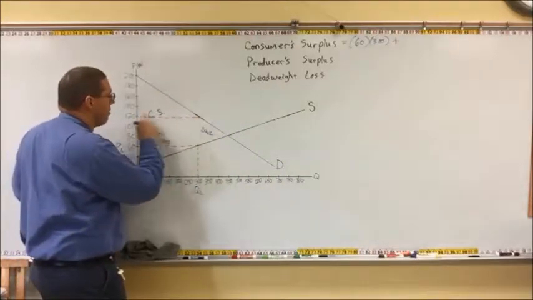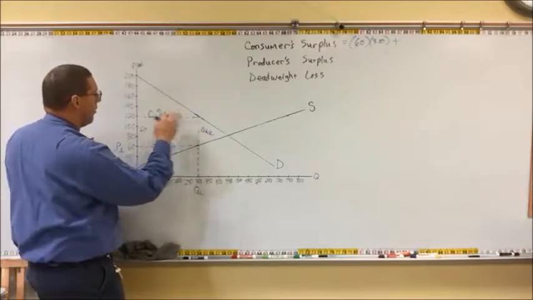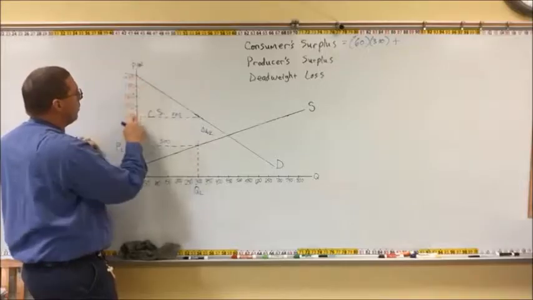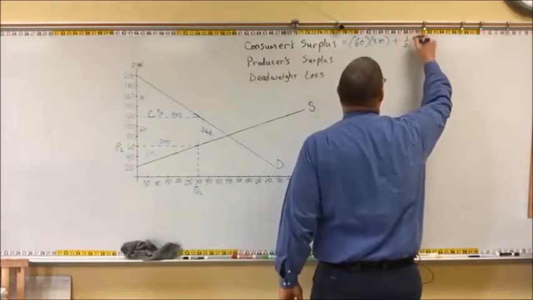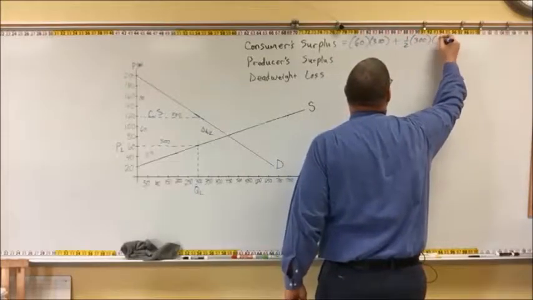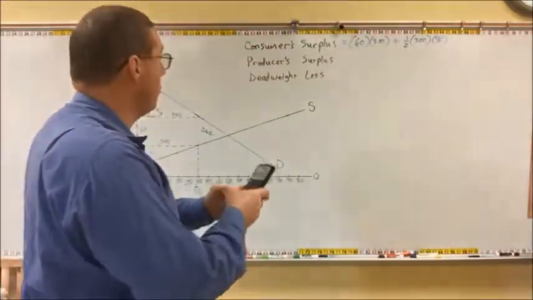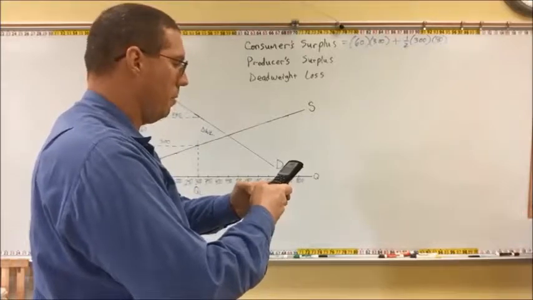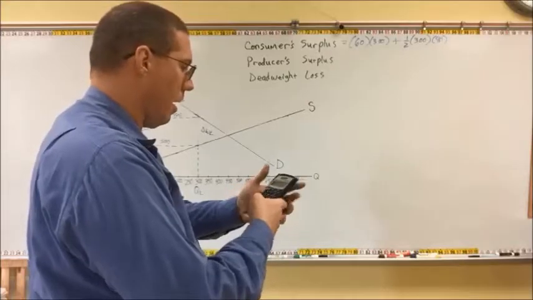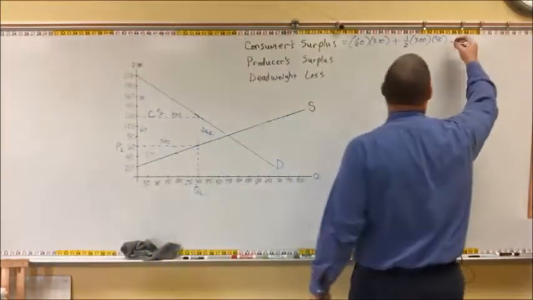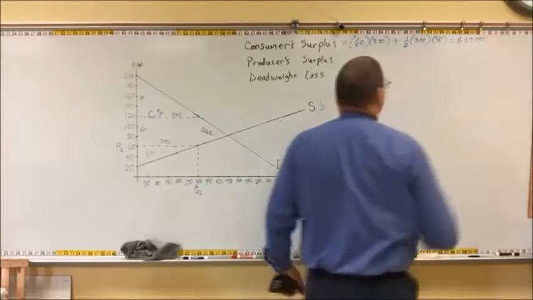Plus, we got this triangle here. The triangle also has a base of 300 from here out to here, which is 300. And the height of this triangle goes from 120 up to 200. Well, that's a height of 80. And so it's going to be 1/2 base, which is 300, times height, which is 80. So we'll put that whole thing in a calculator. All right, so we'll do 60 times 300 plus 1/2 times 300 times 80. And we'll get 30,000. Wow, that's an increase in consumer surplus. In the efficient market, they only had 27,000.